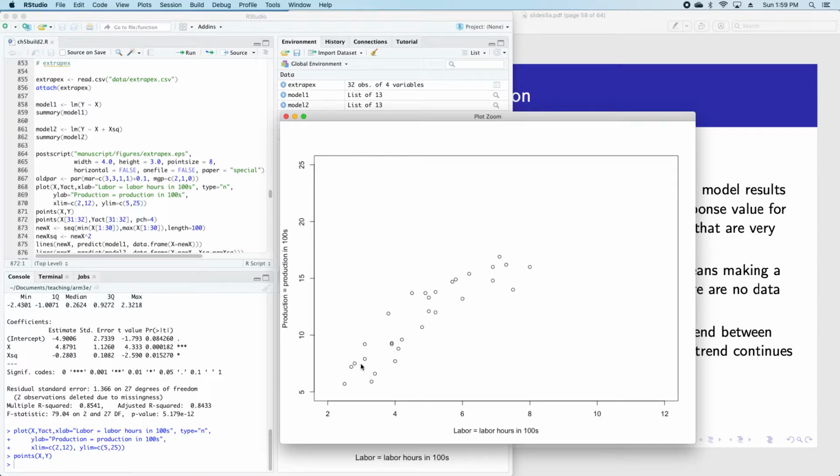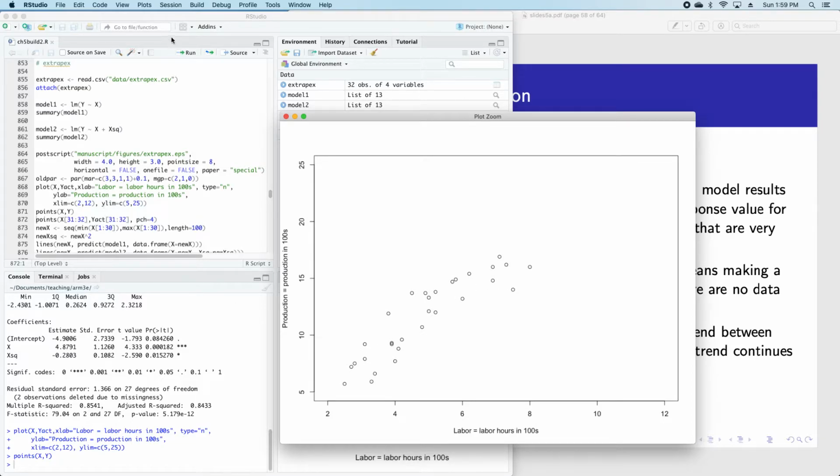It's not clear whether we've got a linear relationship here, or maybe there's a non-linear relationship. It almost looks as if when we increase labor down at this end of the range, production goes up quite dramatically. But when we get up to this range of the predictor, we increase labor hours and production increases, but not by as much as it did down here. So if I trace out the trend in the data, I'm tracing out a curved line.